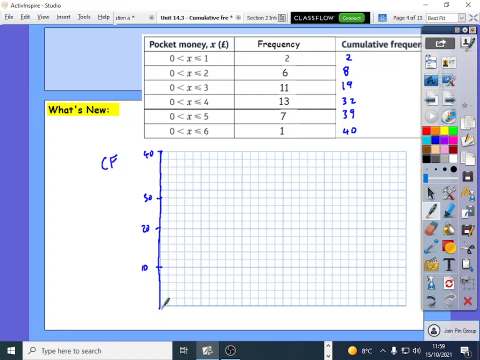The pocket money is actually down at the bottom, and it goes to 6. I'm just going to see 1, 2, 3, 4, 5, 6. So I'm going to go all the way to the full stretch along the horizontal.